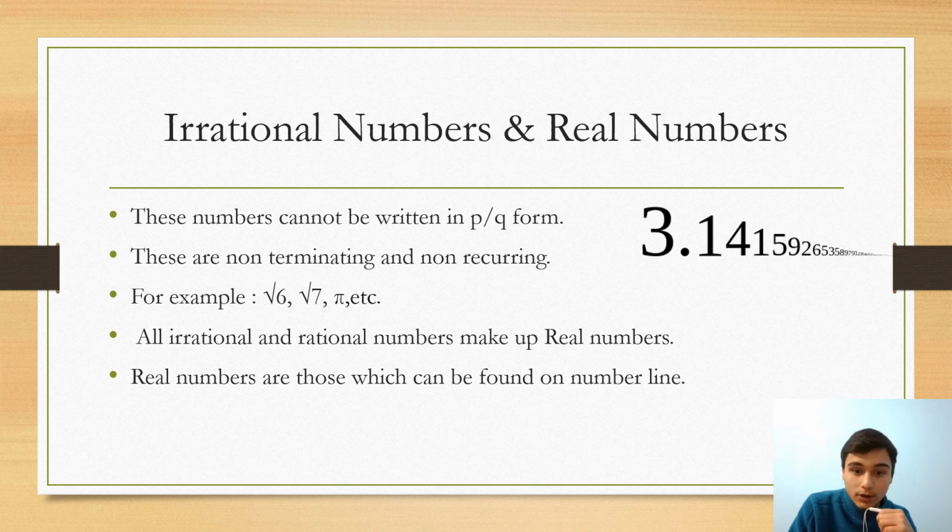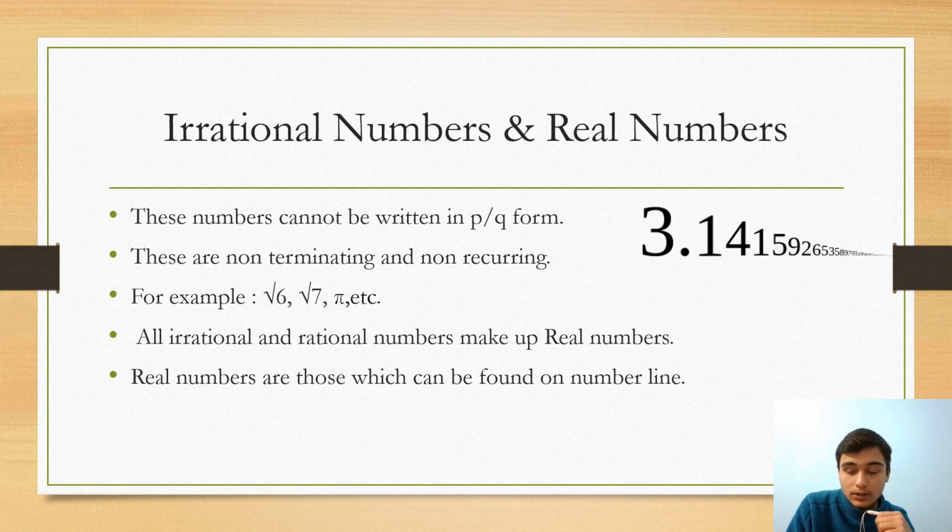Now all irrational and rational numbers make up real numbers. Rational numbers include integers, whole numbers, natural numbers, and irrational numbers are like root 6, root 7, pi value, but not root 4, because if we find the value of root 4, it is 2. So 2 is a rational number, so it is not an irrational number. Now whole numbers are actually real numbers. Real numbers are those which can be found on the number line. Like 0 is a real number, minus 2 is a real number, root 2 is a real number, root 5 is a real number. So all those are real numbers.